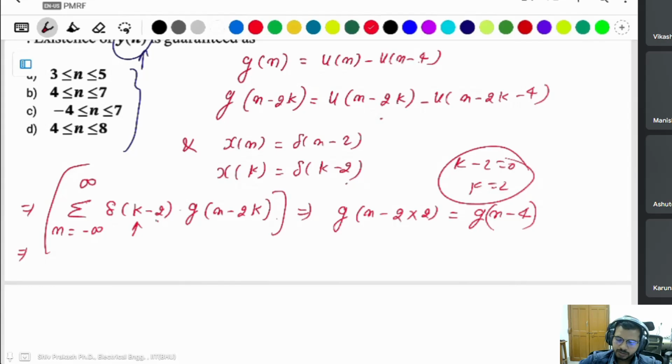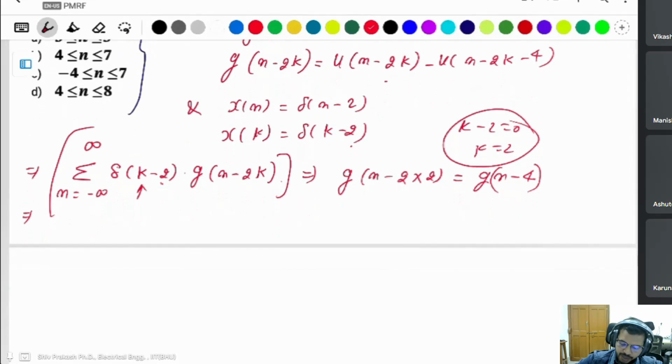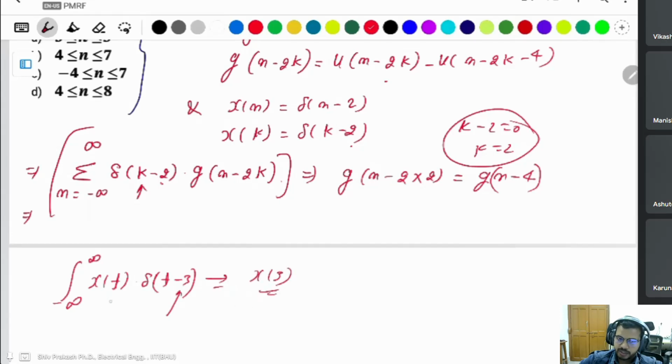Okay, same thing, we have the integral from minus infinity to infinity of x(t) δ(t), or δ(t minus 3) something. At that position only the system has some value. The whole system will be g(3) x(3) only. In place of t, simply place the t value, then you get the total value in this case.